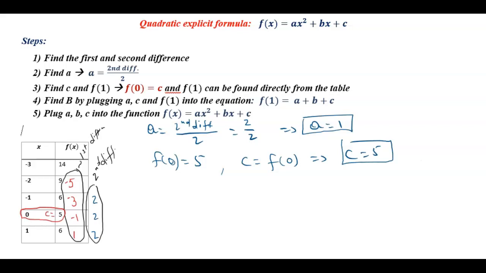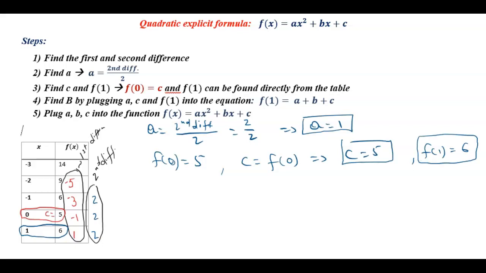Next thing we need to know is to find the value of b. Before we find the value of b, we need to find f of 1, because we're going to need f of 1 to find b. If we look at f of 1 on the table, when x is 1, y is 6. So therefore we know f of 1 is equal to 6. So we need that number as well. So f of 1 is equal to 6.